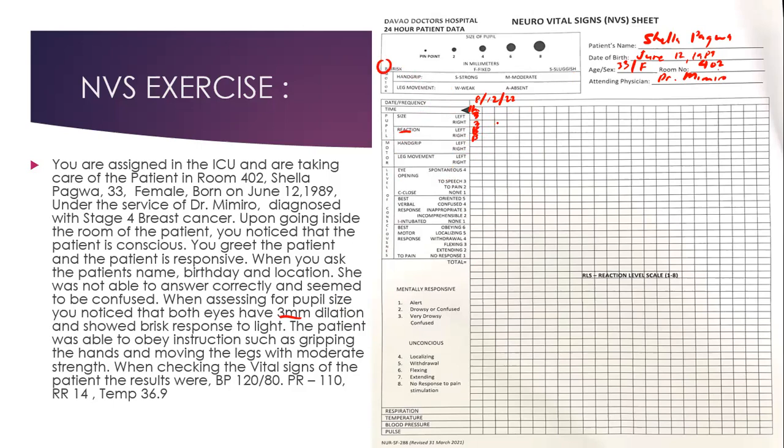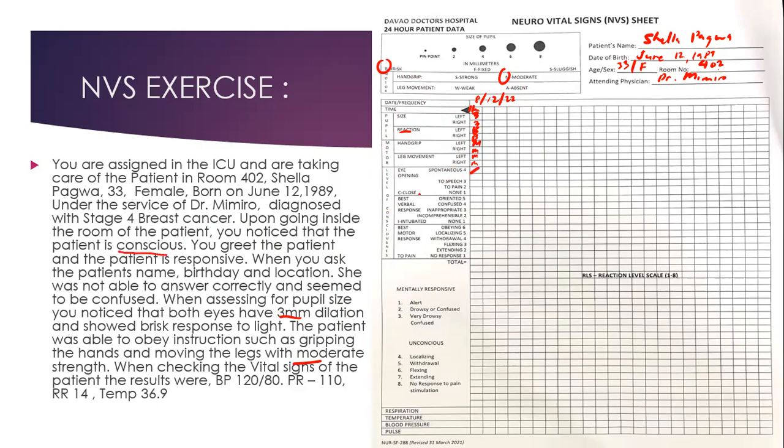Brisk. Leg movement and hand grip are moderate. So what do we write? Okay, moderate is M. So M, M, M, M. Then eye opening. What is our eye opening? So upon going inside, the patient is conscious. So you saw that the patient is conscious.